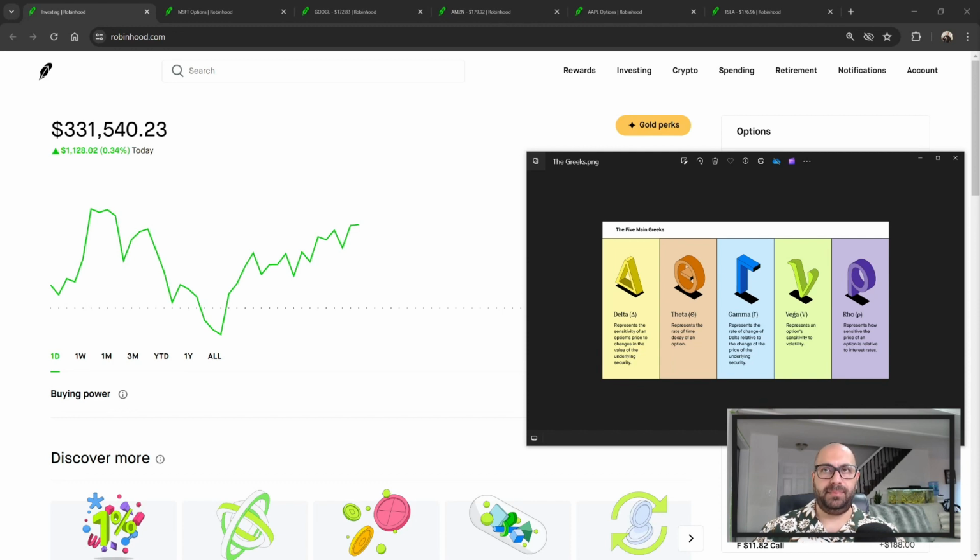Gamma. Gamma is closely related to delta. While delta measures the rate of change in an option price for a $1 change in the price of the underlying asset, gamma measures the rate of change in delta for the same $1 change. Here is a simple way to understand gamma. Imagine you have an option with a delta of 0.5 and a gamma of 0.05.